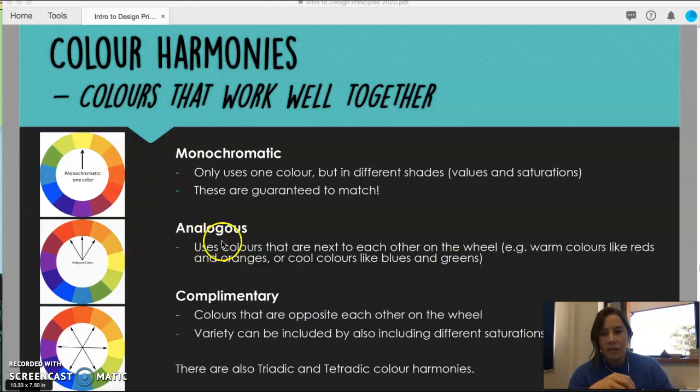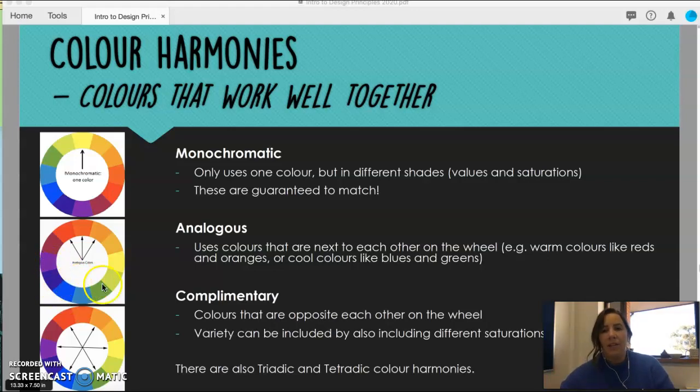The other one you can consider is analogous, and these are colours that are next to each other on the colour wheel. For example, these three warm colours all work really well together. Another example you could look at is purple and this dark blue. Those three colours work well together.